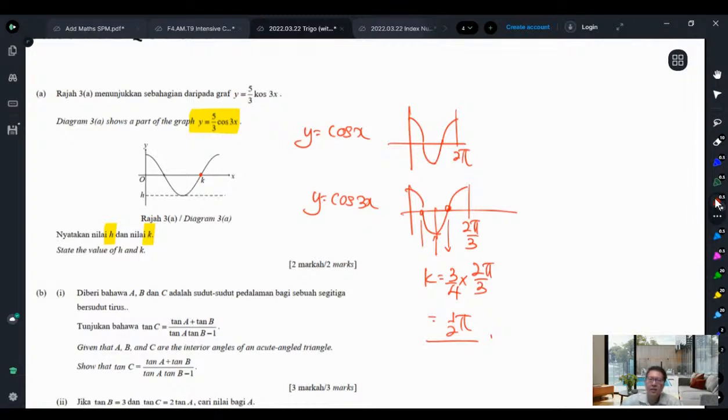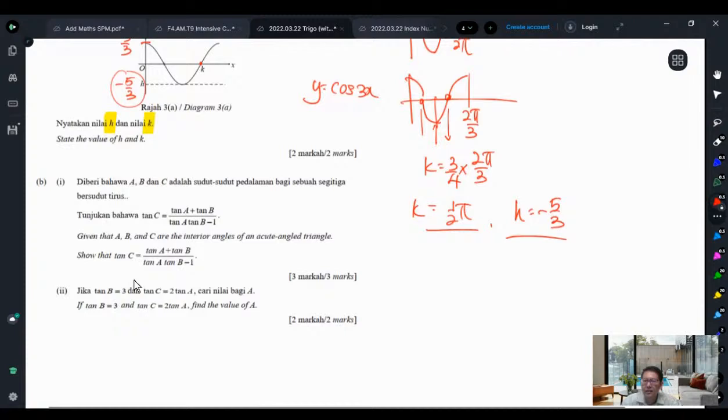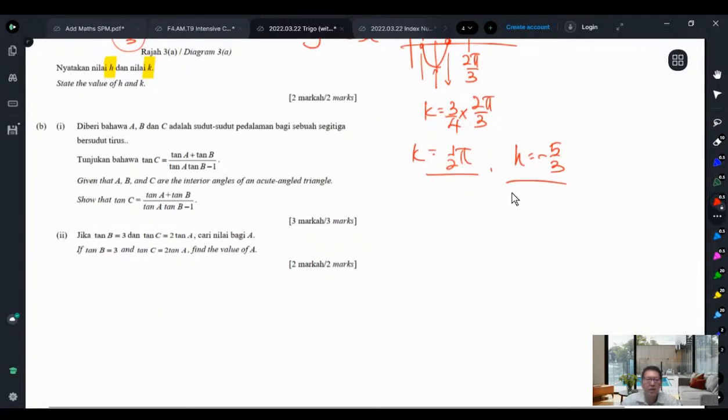So this one is 5 over 3, which is the amplitude. This one is negative 5 over 3. So, yeah. Negative 5 over 3. H is negative 5 over 3. Amplitude, no problem. Okay. And then B.